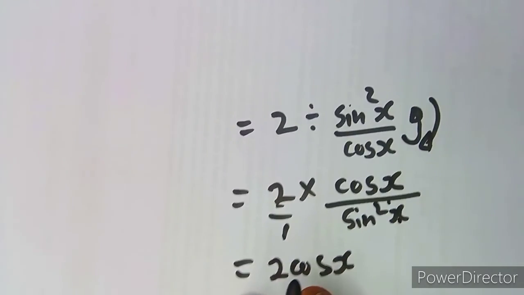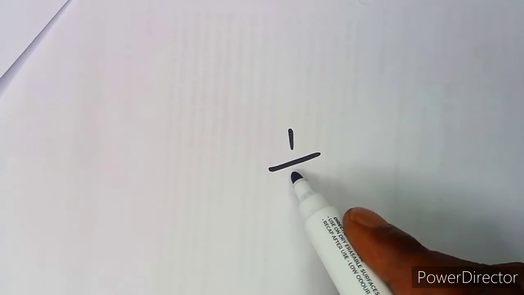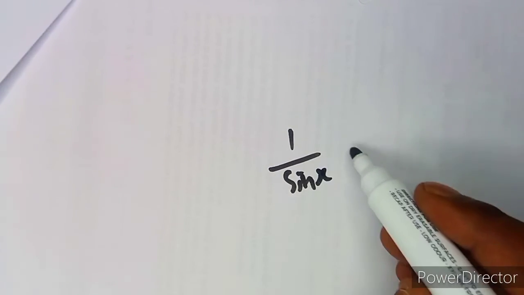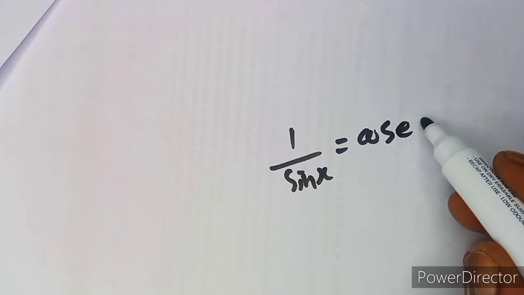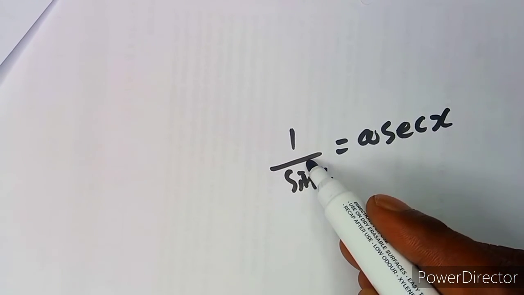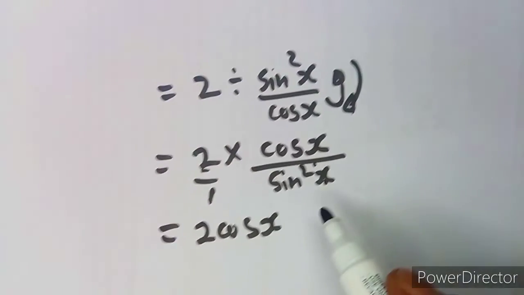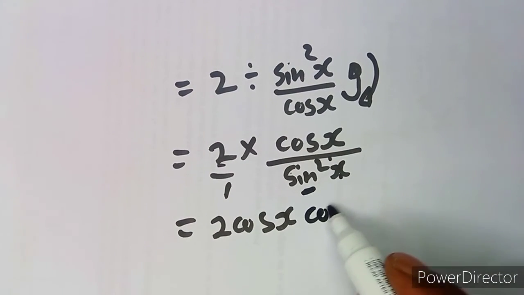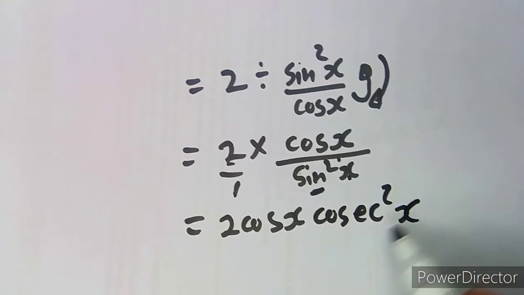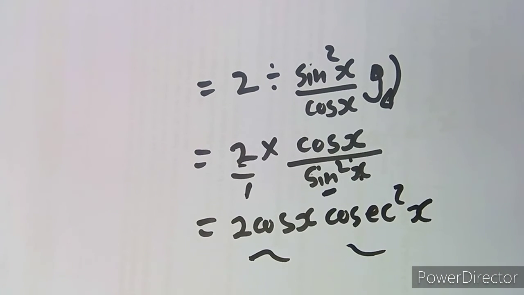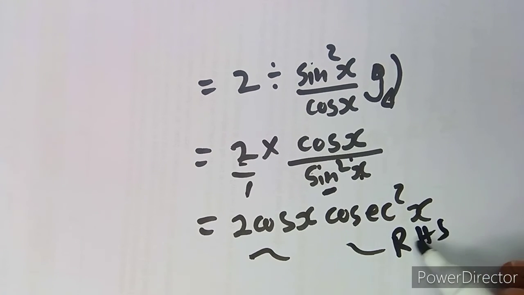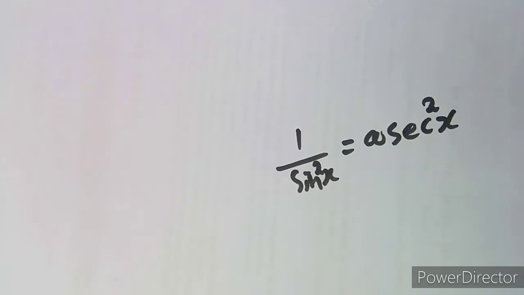And 1 over sine squared, from our identities, remember 1 over sine x gives us cosec x. So if it is 1 over sine squared, it's going to be cosec squared also. So in place of over sine squared, it's going to give us cosec squared x. So this is what we have at the end, 2 cos x by cosec squared x. As you can see, this one is equivalent to the right hand side that we were given. Okay, that is what we had.